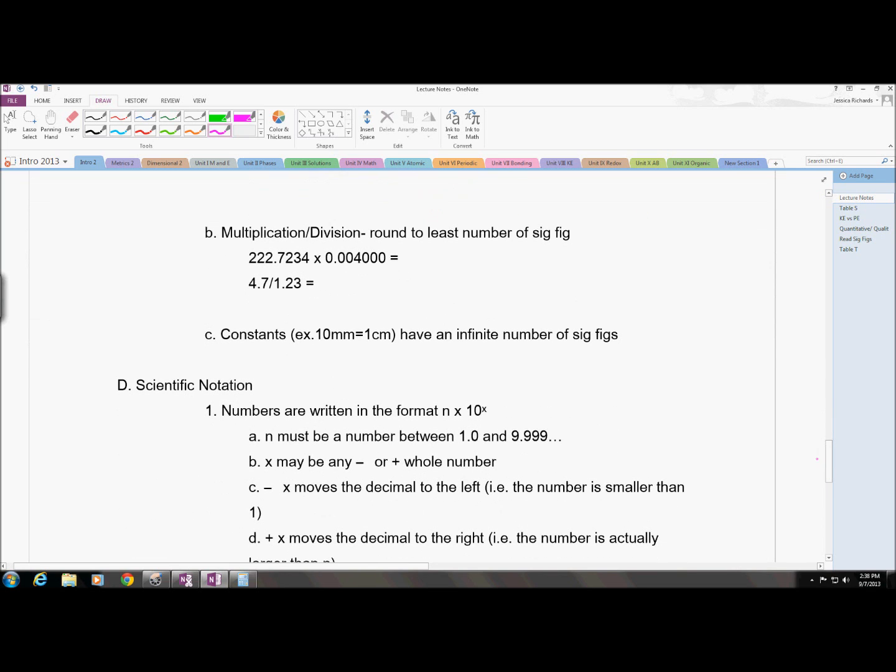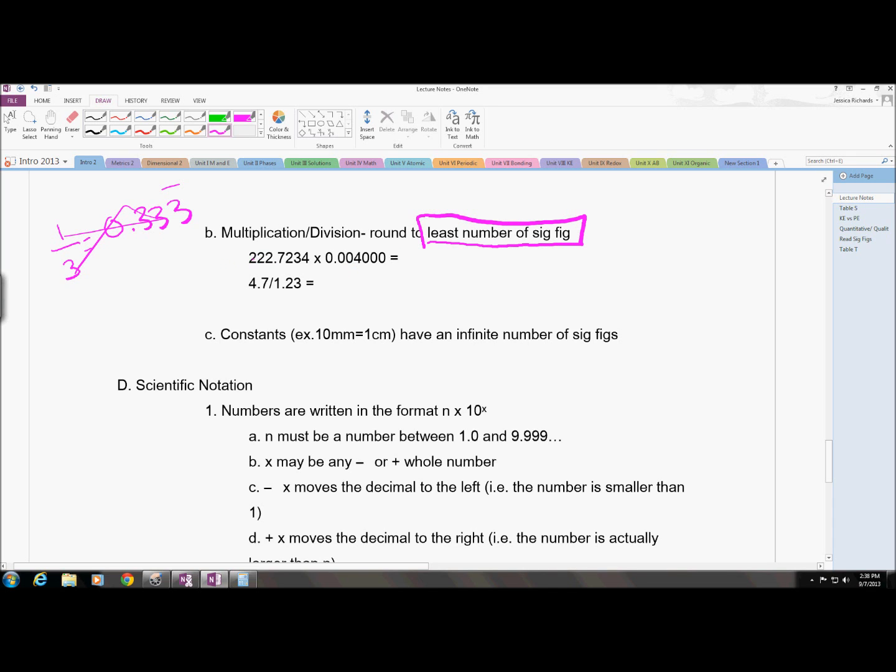Multiplying and dividing, because of the nature of multiplication and division, you can all of a sudden end up with a huge number of decimal places. Remember, 1 divided by 3 gives you an infinite number of decimal places. So where do you round that to? This one has 0 decimal places. This one has 0. You can't round this answer to 0 decimal places. We need a different rule. So our rule for multiplication and division is to round to the least number of sig figs.